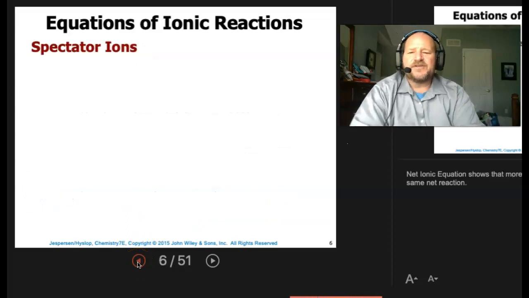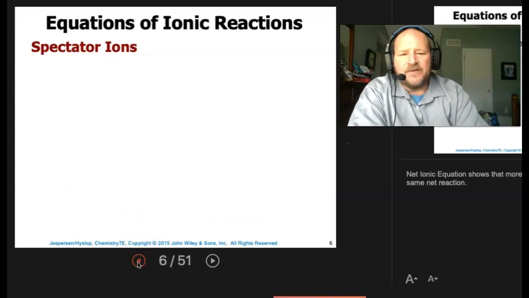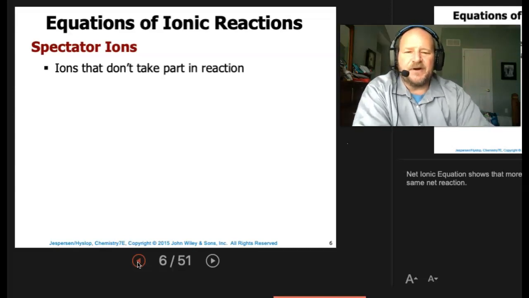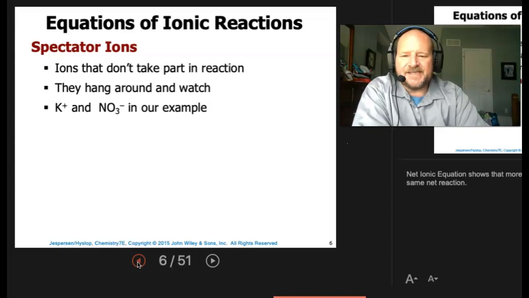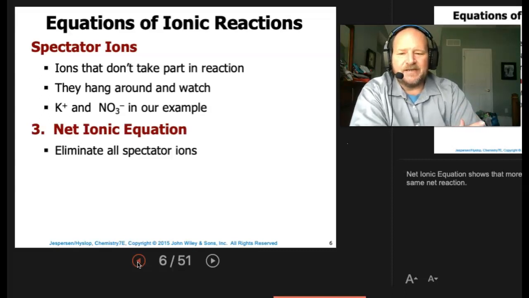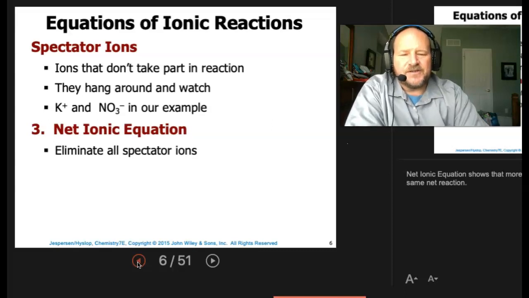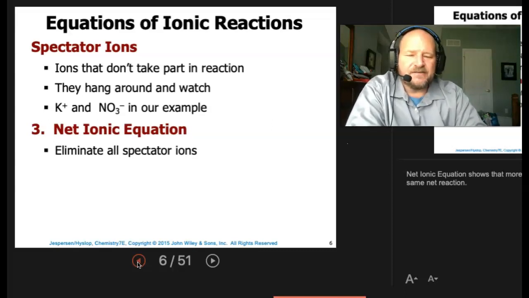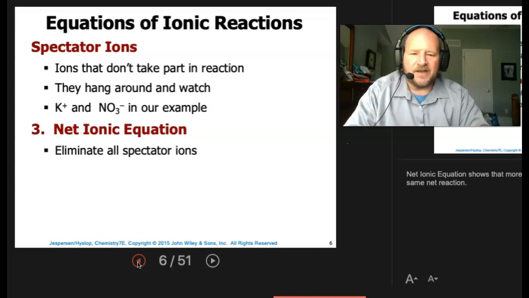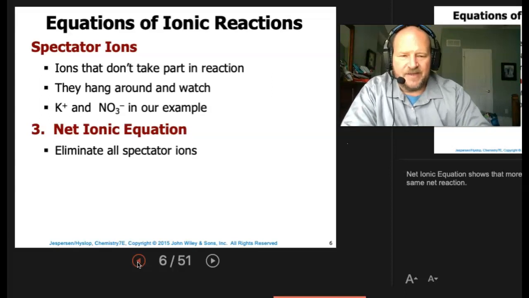All right, so for equations of ionic reactions, the last step is going to take into account the spectator ions. Spectator ions simply means that they're not doing anything in the reaction. They don't take part. They're just kind of watching things, like the potassium and the nitrate in our example here. They're on both sides of the equation. So our net ionic equation is going to eliminate all spectator ions. Anything that's on both sides, both the reactants and the products, if I can find it on both sides, I'm going to cancel them out, and I'm not going to write them in the net ionic equation.